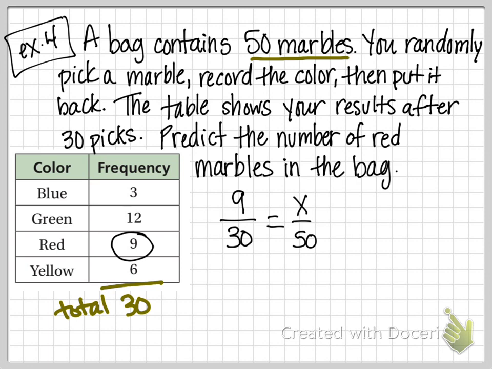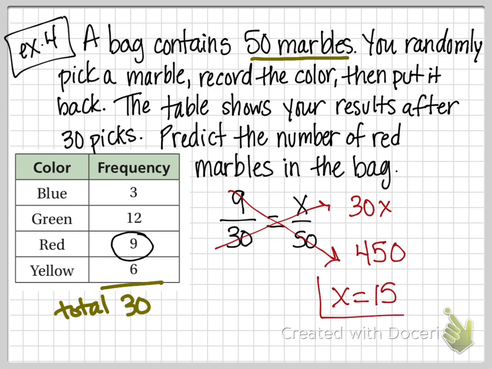To solve, what do we do? 9 times 50, and then 30 times X. Yeah. Cross multiply. 30x equals 9 times 50, which is 450. So x equals what? Nicholas? 15. So we would expect out of 50 draws, 15 times we'd have a red marble.